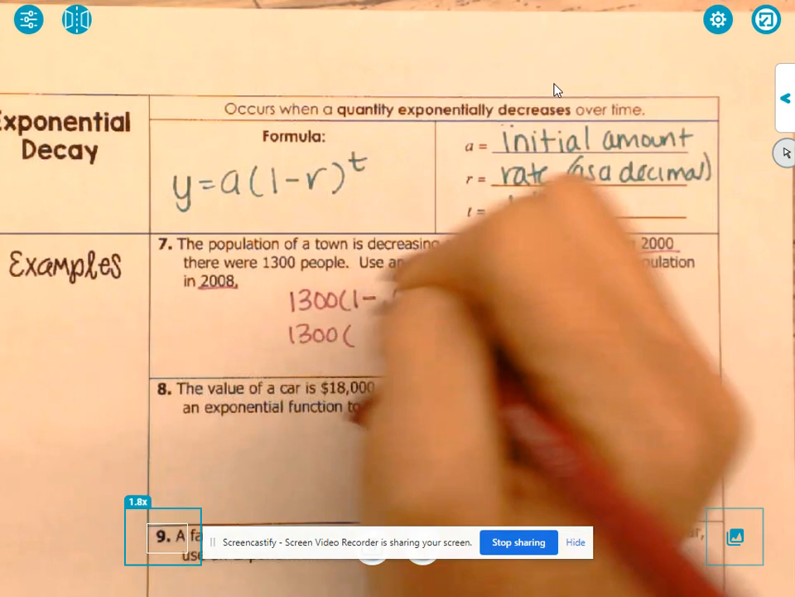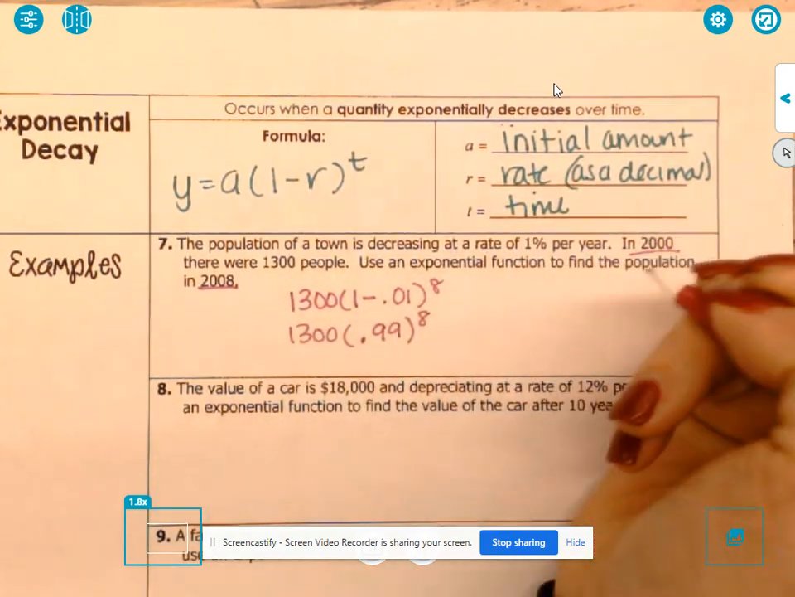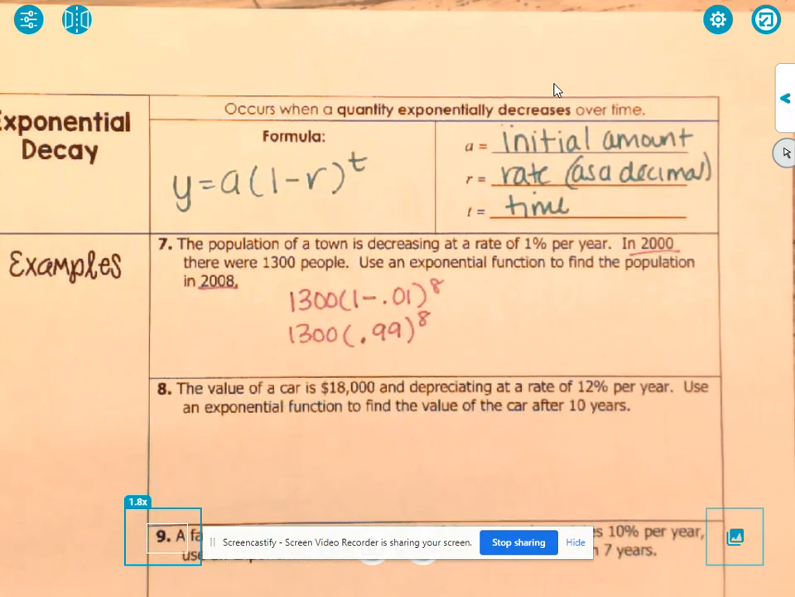Now, this is where it's a little different. We are decreasing. Remember, percentage is always out of 100. So when we subtract that, we're going to have 0.99. Y'all think about it in terms of like shopping. Like if there's a sale for 20% off, you're actually paying 80%. And the way you get that is you take 100 minus the 20%. So we're doing the same thing. We're taking 100 minus the 1%, and we're getting a 99% rate there, okay?